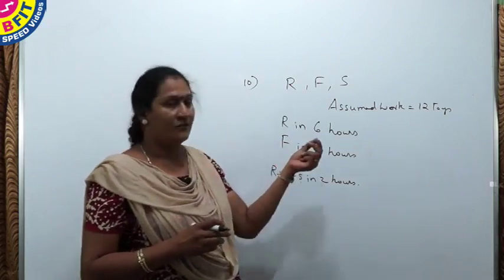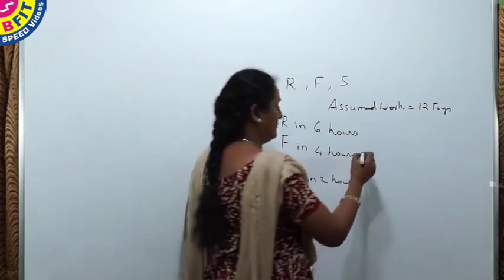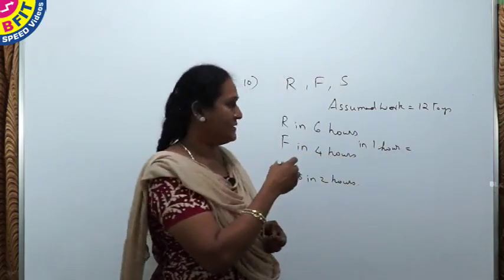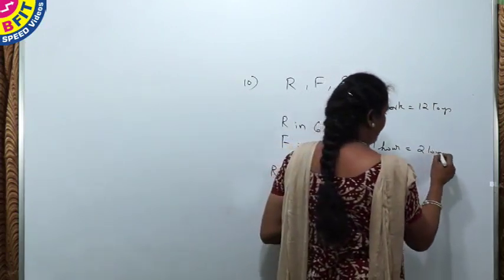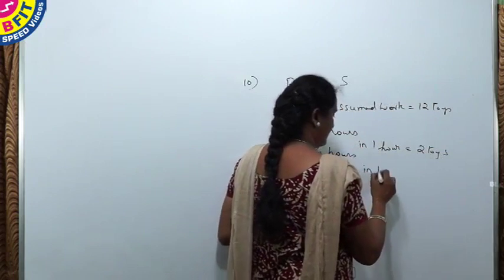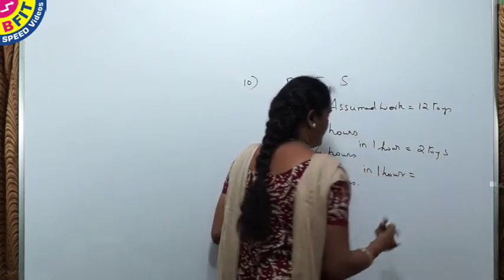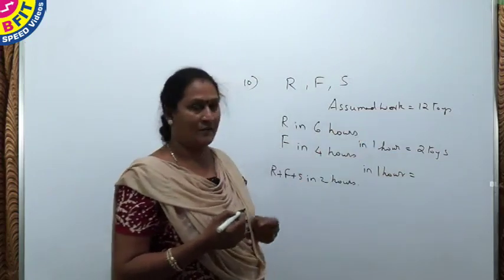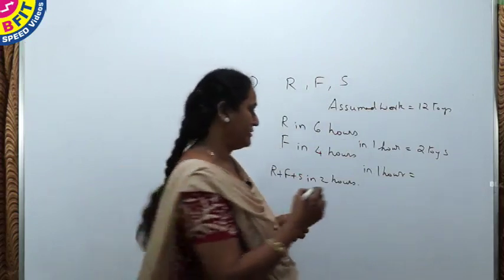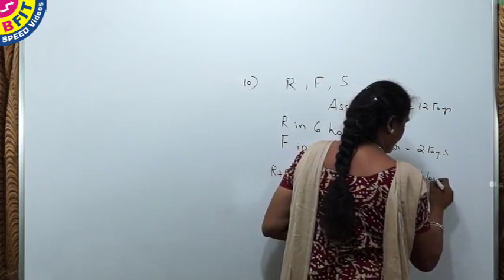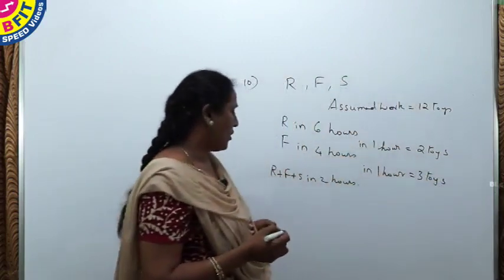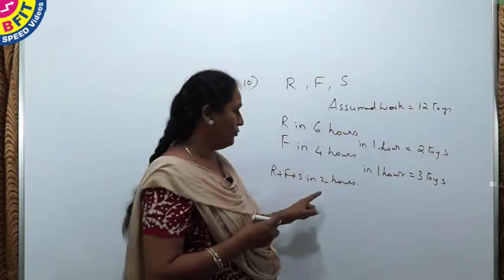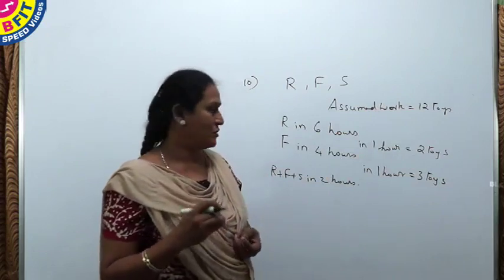So if R can do the work in 6 hours, in 1 hour he can do 12 by 6, 2 toys. If Fazil can do the work in 4 hours, to make 12 toys, 12 divided by 4, in 1 hour he can make 3 toys. All the 3 working together complete the work in 2 hours, so dividing 12 by 2, in 1 hour all the 3 can make 6 toys.